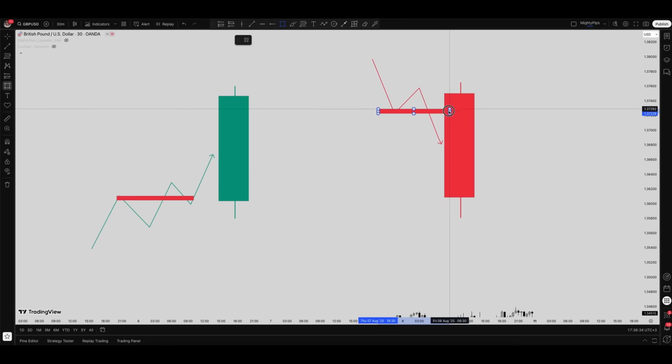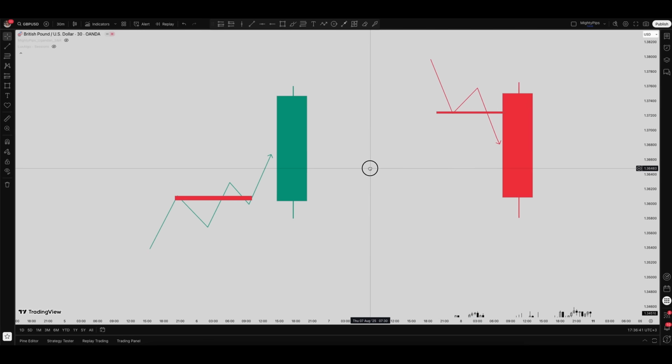You want to see the market breaking structure to the downside like this, and then you look for the candlestick that has closed red for you to do your markings.